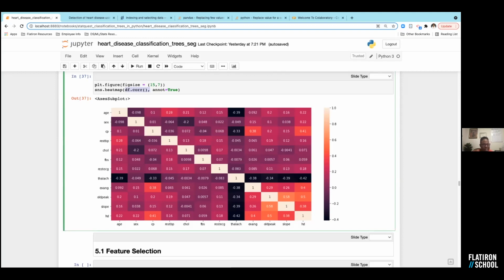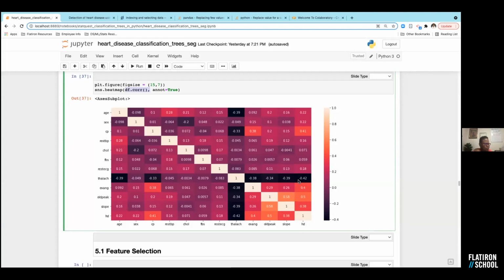Yeah, that's right. So we see here then that old peak definitely has a strong relation. In fact, it's the strongest, right? 0.5, that's like the highest value in all of these. So old peak and slope and X-ang and tau-ac, those are probably the values that are most strongly correlated with the outcome as far as heart disease is concerned.